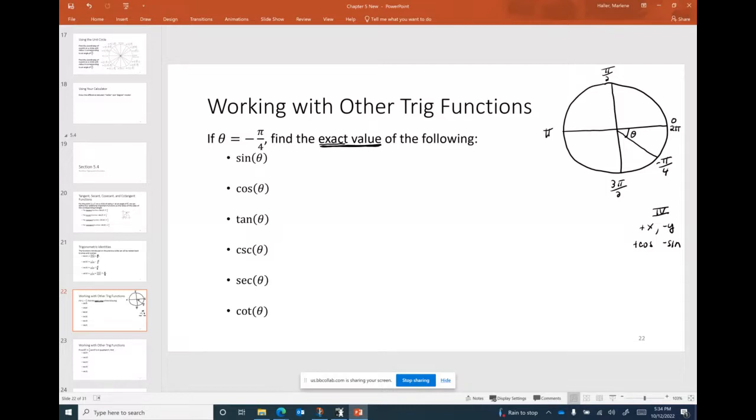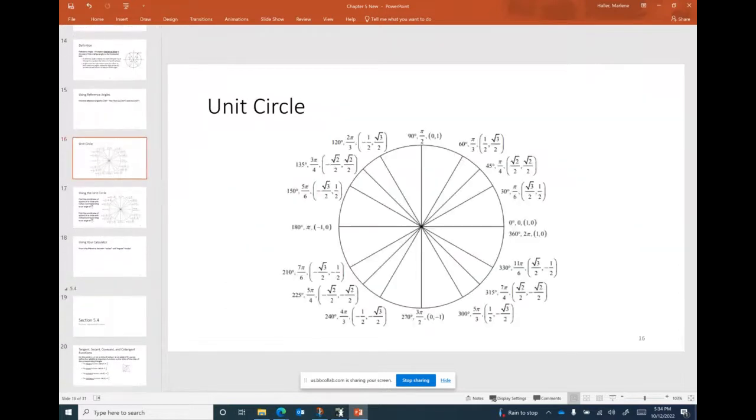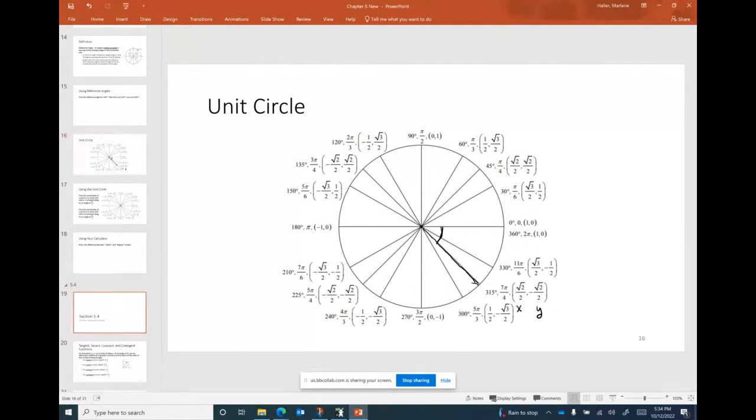All right, so we need to find the sine of negative pi over 4. Now, we need an exact value, so let's look at the unit circle to find that exact value. I think I've got one right up here we can glance at real quick. Negative pi over 4 is going to be right here. That's going to be the same as positive 7 pi over 4. Here's our angle. The x and y coordinates are right here. We see that x is square root 2 over 2, and y is negative square root 2 over 2.